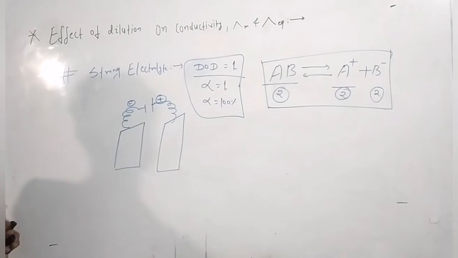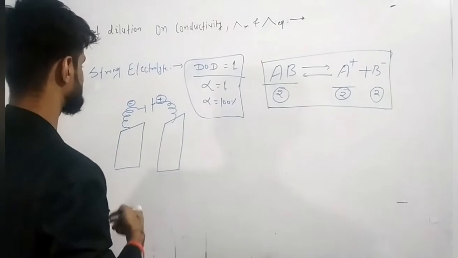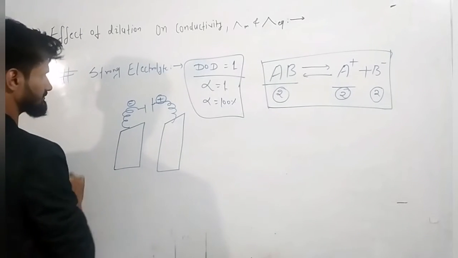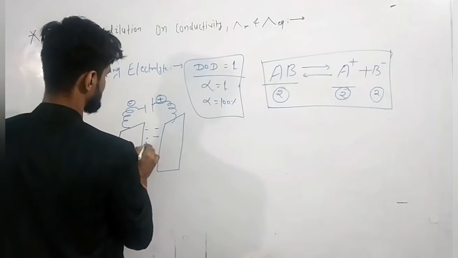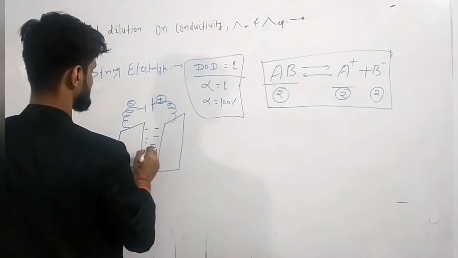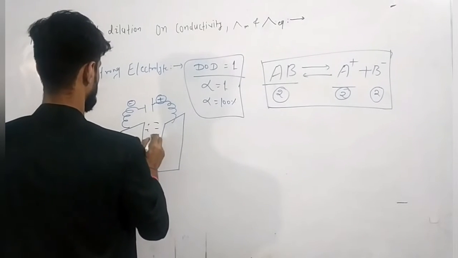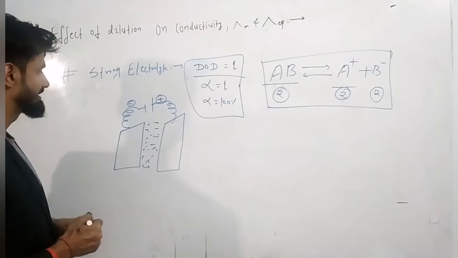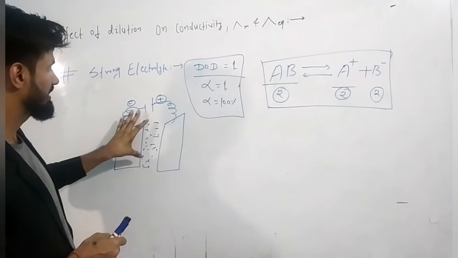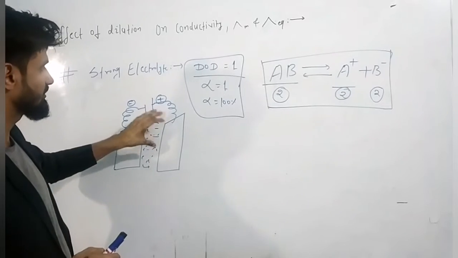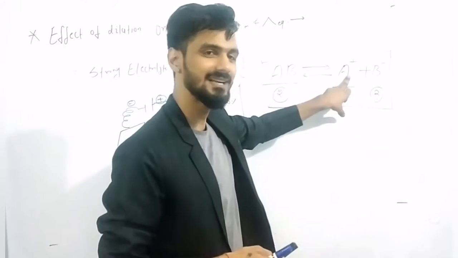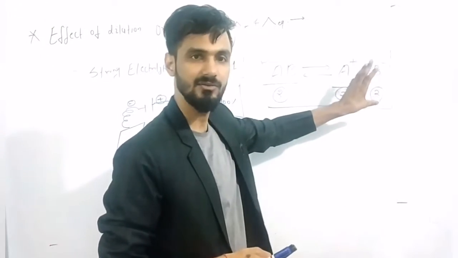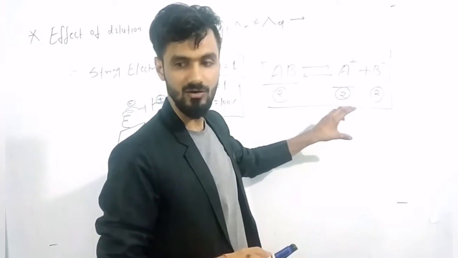Now understand one thing. What will happen here? This is cation, this is anions. This is cations and this is anions. What will happen when you supply the electric current? The AB will get dissociated into A plus and B minus. After dissociation, now what will happen?